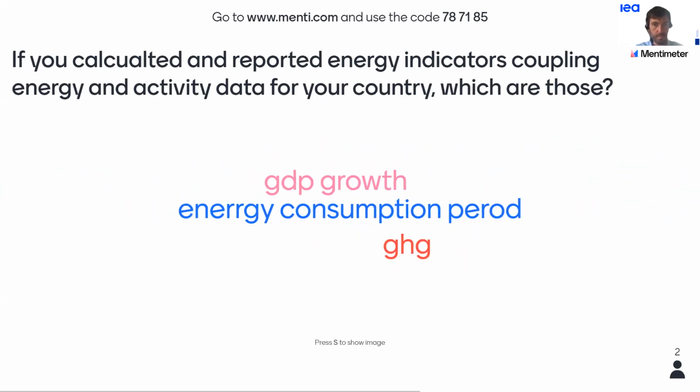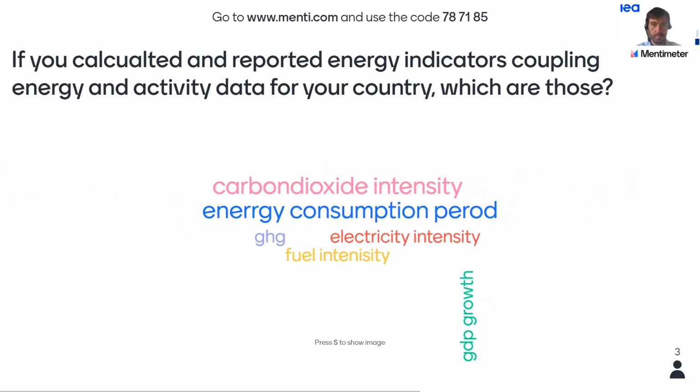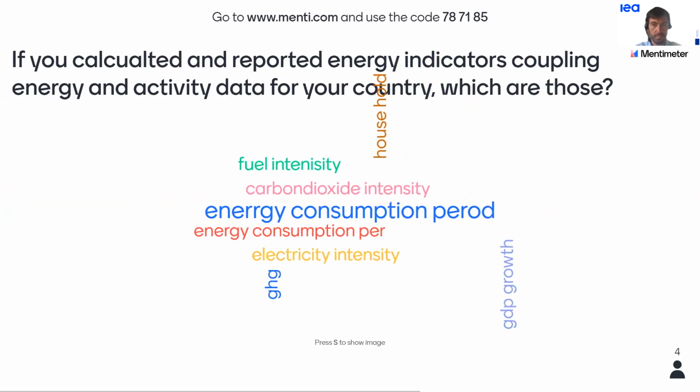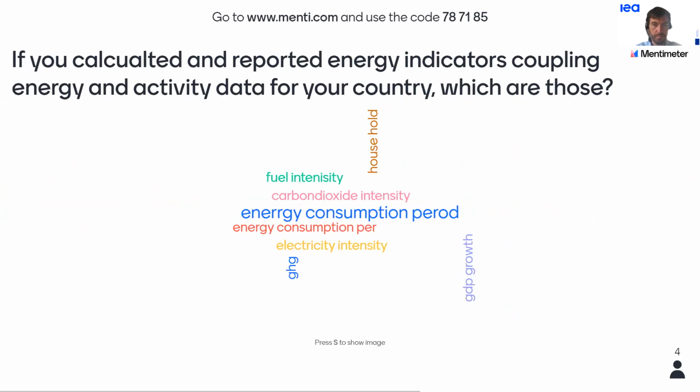Energy consumption, greenhouse gas emissions. That's great. So we have already some experts on greenhouse gas emission calculations. Carbon dioxide intensity, fuel intensity. Wow, now we have a lot. Household fuel intensity. That's great. So I see that you're already doing a lot of work on energy indicators in your countries, energy or socioeconomic energy indicators. But as you've seen, there are many opportunities to do even more.